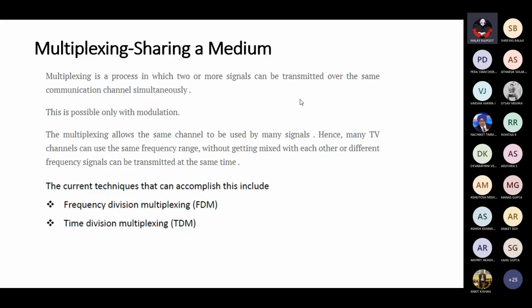If you modulate, they will occupy their own bands. Each signal will be modulated according to its own carrier frequency, and they will be in their respective bands, so the possibility of interference will be reduced. Multiplexing allows the same channel to be used by many signals. Hence many TV channels can use the same frequency range without getting mixed with each other, or different frequency signals can be transmitted at the same time.